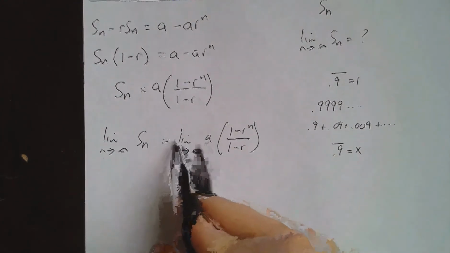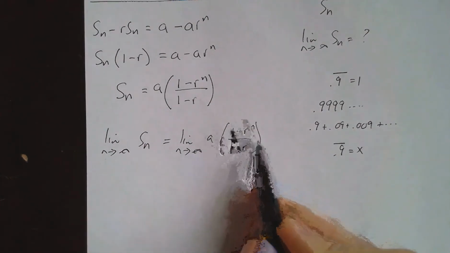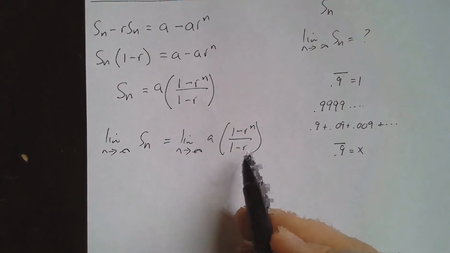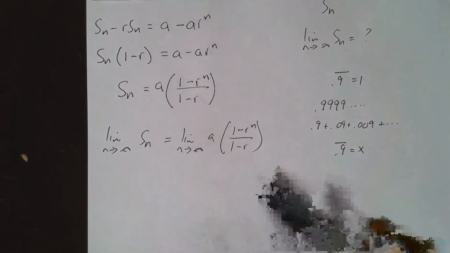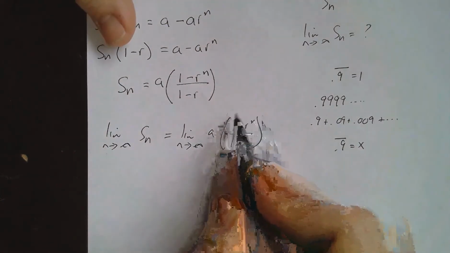The a can be removed from the limit, and the limit as n goes to infinity of, well, what's going to force this entire thing to either be a number, or increase or decrease uncontrollably, or just bounce back and forth? So that's what we're going to focus on. We're going to focus on this thing right here.